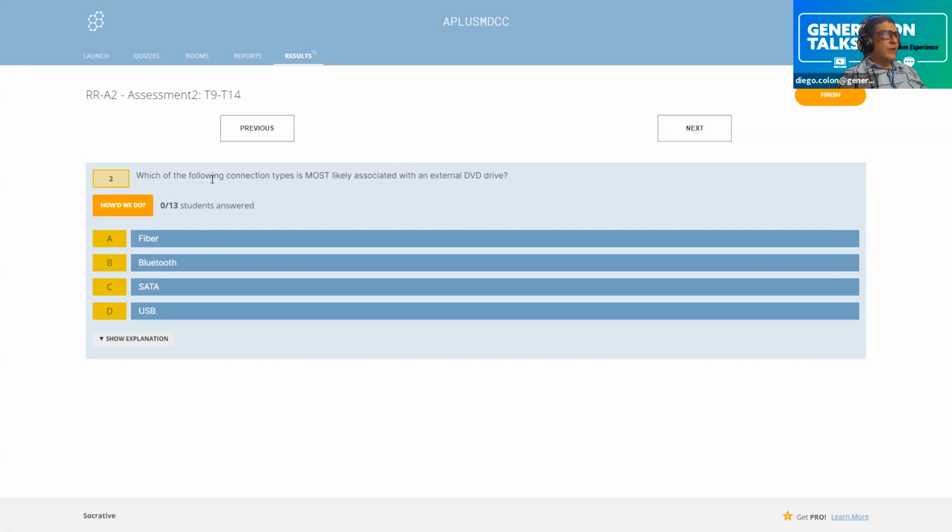Next one, number 2. Which of the following connection types is most likely associated with an external DVD drive? Michael, what do you think? D, USB. We'll see if everybody agrees with you. Yes, definitely USB. Why not fiber, Bluetooth, or SATA for an external DVD drive? Muhaba, why wouldn't I use fiber, Bluetooth, or SATA?